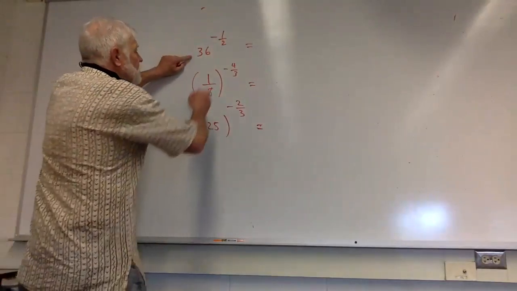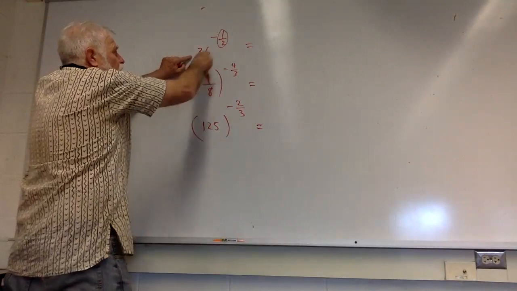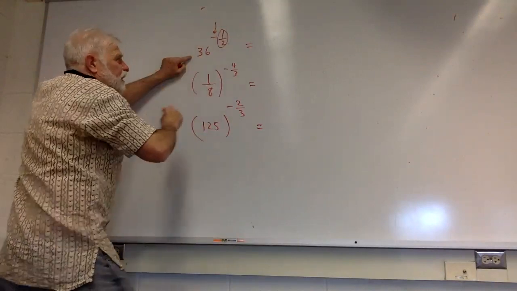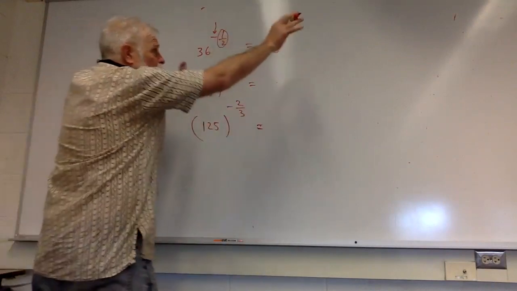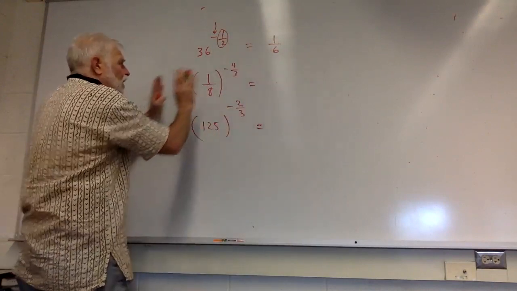All right, so I see 36 to the 1/2. That means square root. And the square root of 36 is 6. And a minus sign means reciprocate. So this is 1/6. Okay, and when we do the logarithms, we'll see how we can come back to that answer.